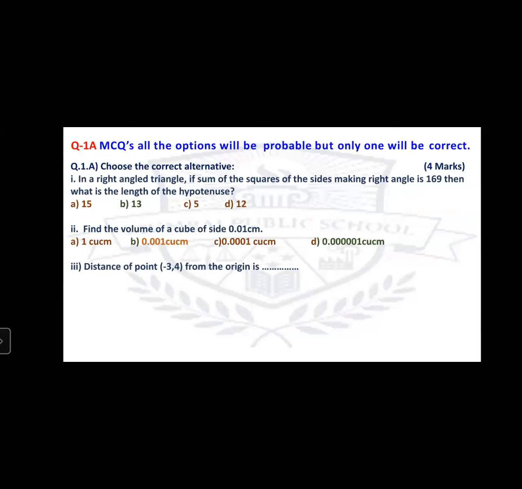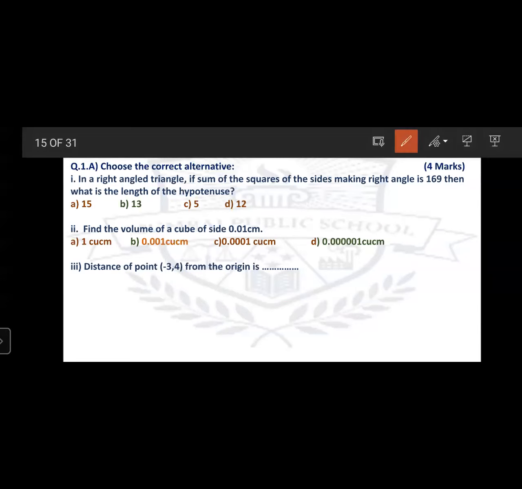So here you have to find the distance of points. In this question, one point is given and the word is origin. So this is the origin, and the coordinate of origin is 0, 0. And the next point is -3, 4. So -3 is here and 4 is here. So this is the point. You have to find the distance between these points.